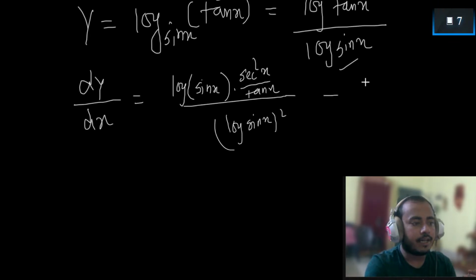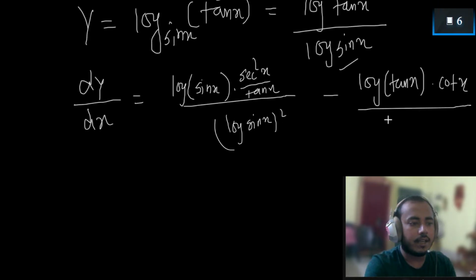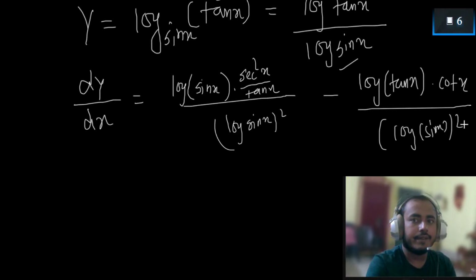And let me write it separately here. Minus, again, this should be log of tan x into the derivative of log of sin x, which is nothing but cot x, divided by log of sin x whole squared.